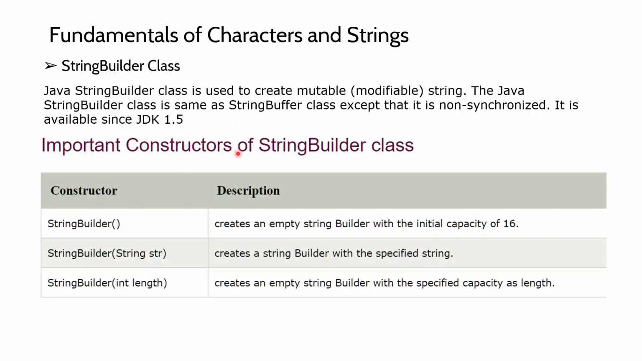Java Development Kit 1.5. So there are different constructors, meaning that StringBuilder is overloaded, and one time it takes no parameters, one time StringBuilder takes a string, and another time it takes an integer. We see here without any kind of parameter, an empty string is created with the initial capacity of 16. If we pass in a string, we create a string builder with a specified string, and if we pass in an integer, it creates an empty builder with a specified capacity of the length of the integer that was passed in.